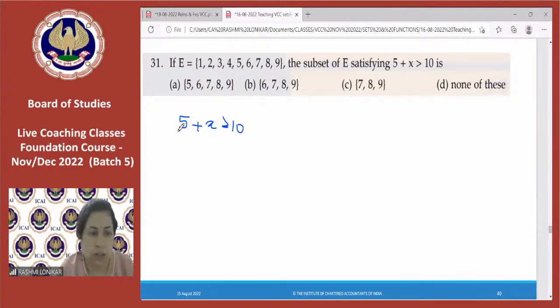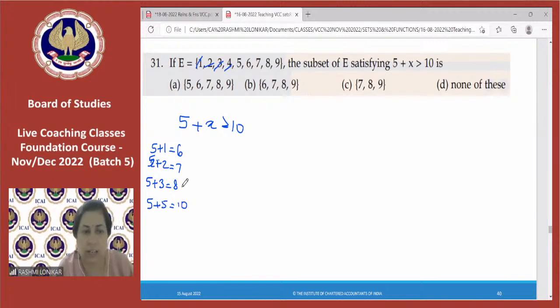So, if I take the first number, 5 plus 1, which is equal to 6, is it greater than 10? No. So, I will not have this number in my subset. Then I will say 2, 5 plus 2. Because it is 5 plus x, I will put 2 as x. So, this is equal to 7. Is it greater than 10? No. Then 5 plus 3, which is equal to 8. So, this is also not there. 5 plus 4 is also not there.